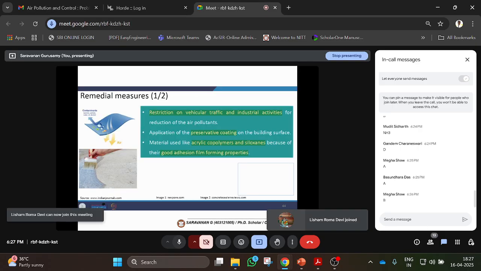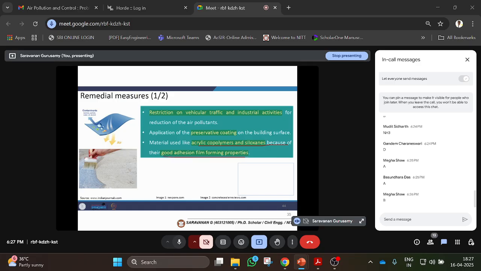So here you can see remedial measures for the buildings and all. You can use any acrylic copolymers or siloxane as a good adhesive film forming property. Then it will not come out from the building and it will not create any pollution. Because whatever the paint we are having, that's what we have discussed in emerging techniques in the air pollution control. They have a good new technology paint that will purify your air. Also, it will not emit any VOC into the air. So both sides it will be beneficial. 11th week we have discussed emerging technologies, right?